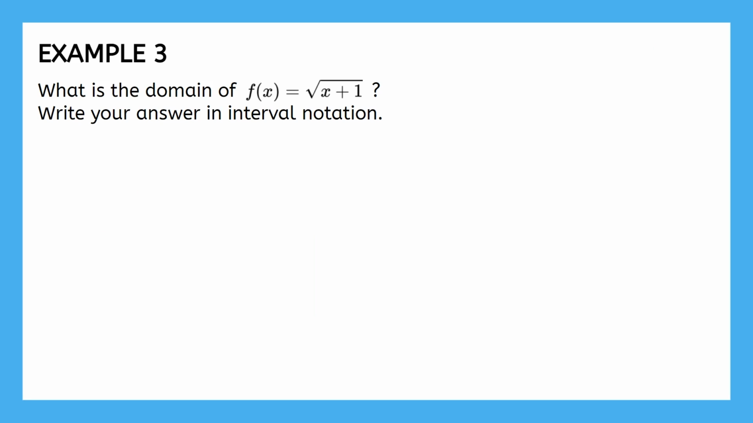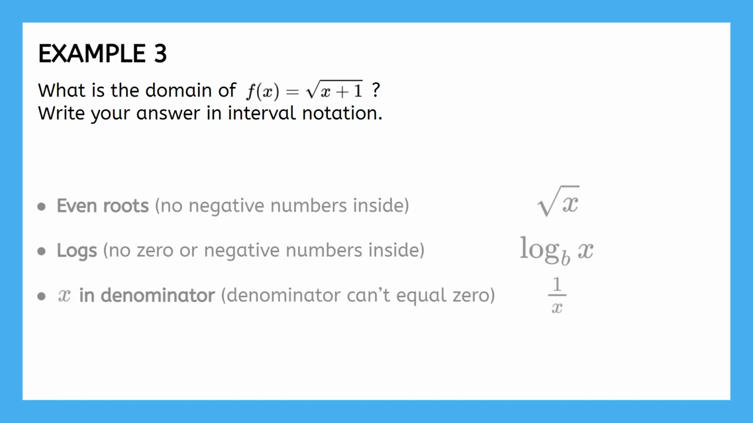We'll do one more example. What's the domain of the function f of x equals the square root of x plus 1? Notice that the plus 1 is happening inside the square root here. Do you remember that list of domain restrictions? What can we not do with square root functions? The domain of this function cannot include any numbers that would make the inside of the square root negative.